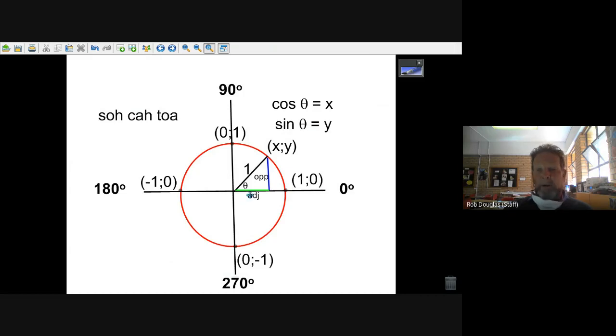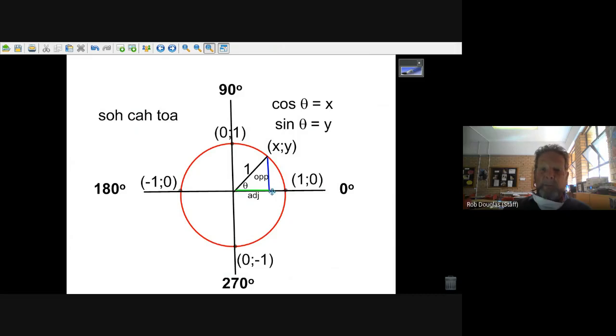The first one I want you to think about is cosine. Well, cosine is adjacent over hypotenuse. Well, look at this triangle here. Adjacent over the hypotenuse of 1. But anything divided by 1 is just itself. So whatever this green value is here, that's the x value. That must be the cosine. In fact, that's what it works out. On the unit circle, the x value is the cosine of the angle.